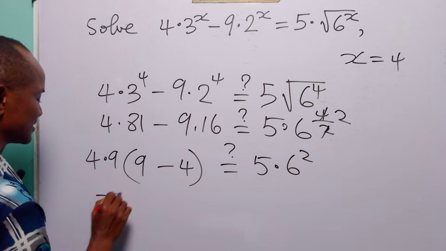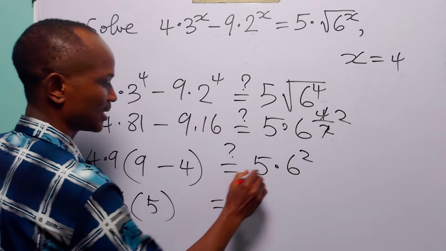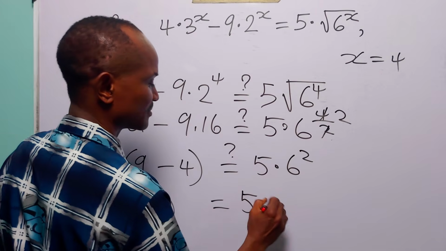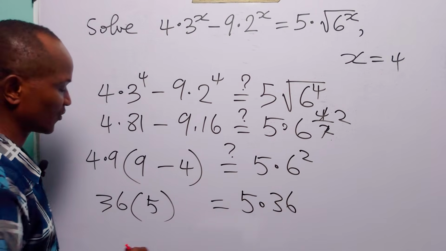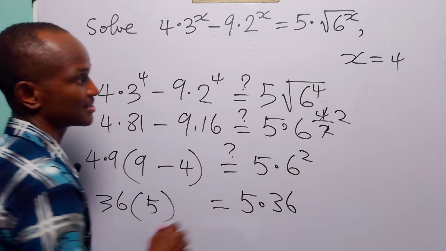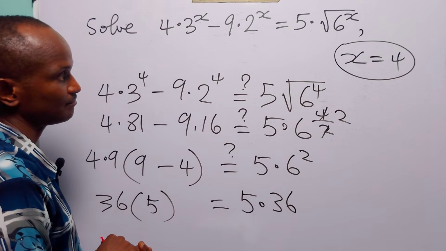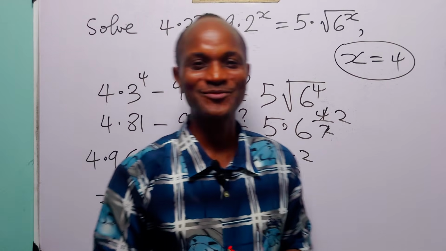4 times 9 is 36. 9 minus 4 is 5. Here we have 5 times 36. And of course, 36 times 5 is equal to 5 times 36. So, 4 is correct. And with that, we come to the end of this tutorial.